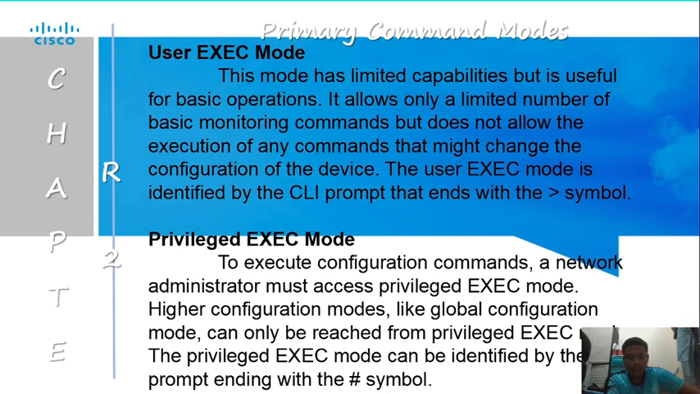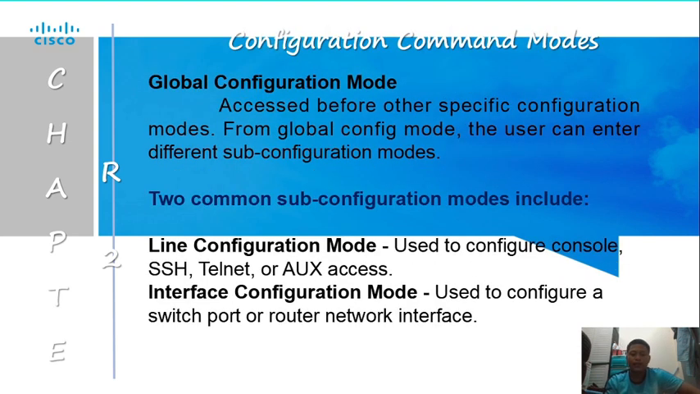The user EXEC mode is identified by the CLI prompt that ends with the greater-than symbol. Next, privileged EXEC mode. To execute configuration commands, a network administrator must access privileged EXEC mode. Higher configuration modes, like global configuration mode, can only be reached from privileged EXEC mode. The privileged EXEC mode can be identified by the prompt ending with the hashtag symbol.